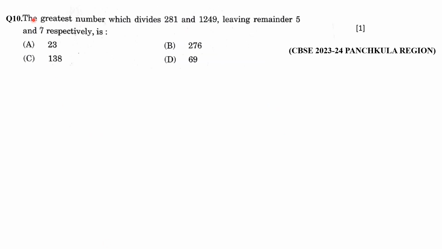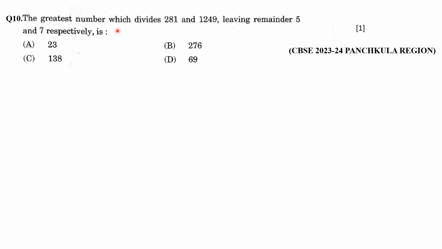Now question number 10. The greatest number which divides 281 and 1249, leaving remainder 5 and 7 respectively, is. Means you have to find a number such that if you divide 281 by that number, you get 5 as a remainder, and if the number divides 1249, you get 7 as a remainder. You have to find such a number.